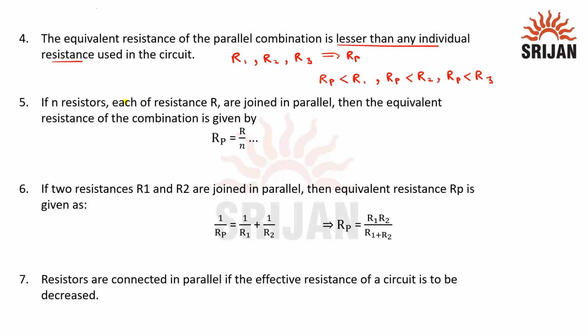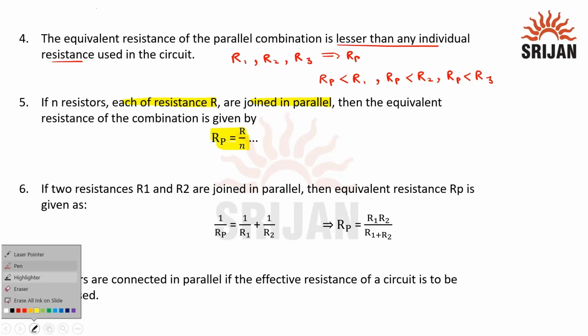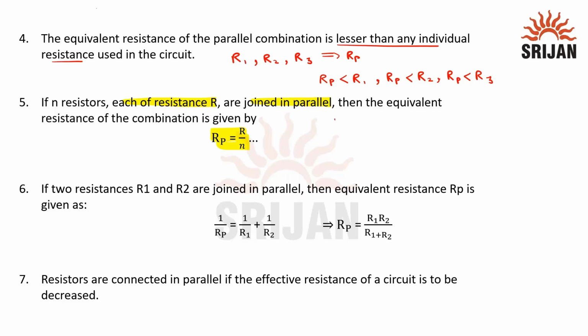Now moving on to the next point. If n resistors, each of resistance R, are joined in parallel, then the equivalent resistance of the combination is given by Rp is equal to R divided by n. So if n resistors are joined in parallel and each resistance is R, the formula for equivalent resistance is 1 by Rp equal to 1 by R plus 1 by R plus 1 by R, and this will continue till n times. So 1 by Rp will be n multiplied by 1 by R. So from this Rp comes out to be R divided by n.